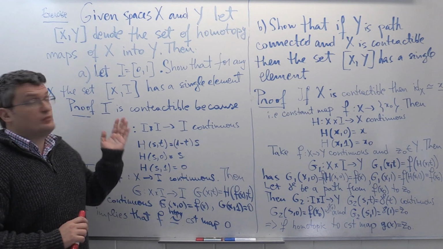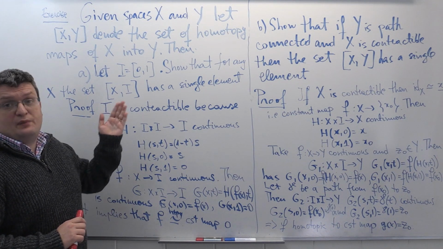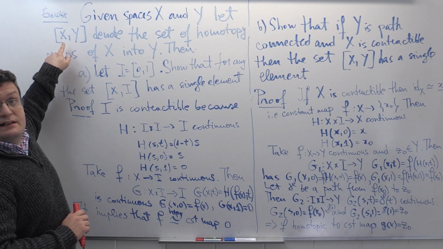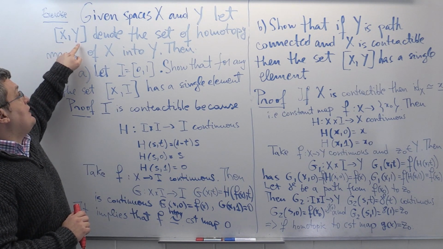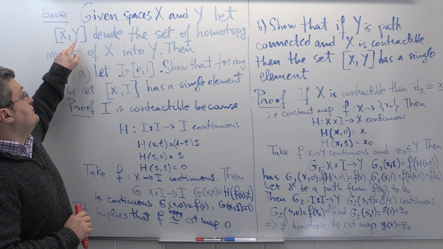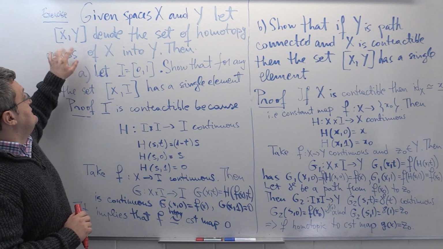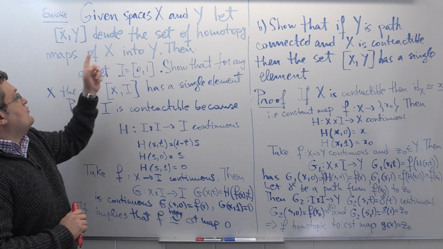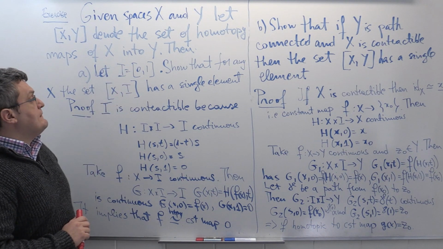Here we have the following problem. Given two spaces X and Y, first of all we always write the maps from X to Y, the class up to homotopy of the maps from X to Y in these brackets. So this denotes the set of homotopy maps from X to Y.